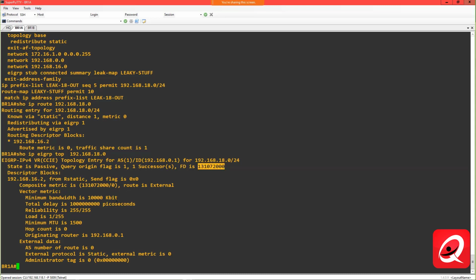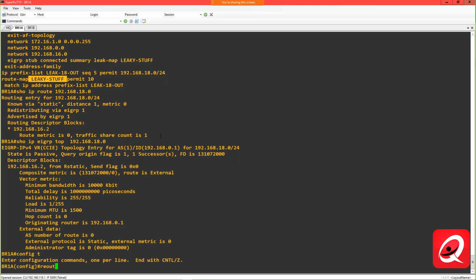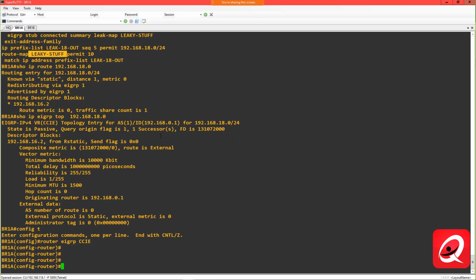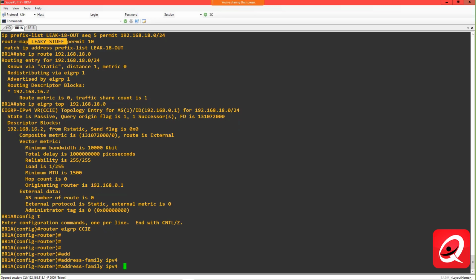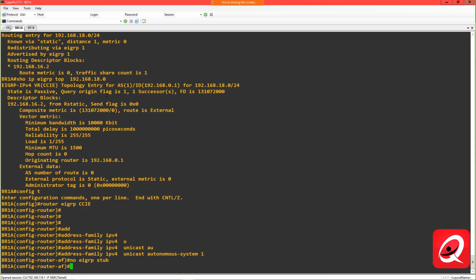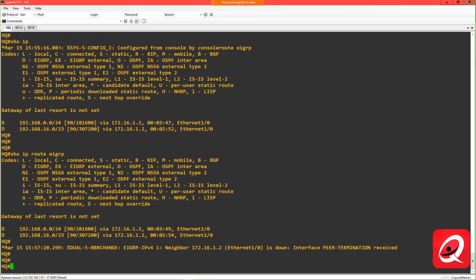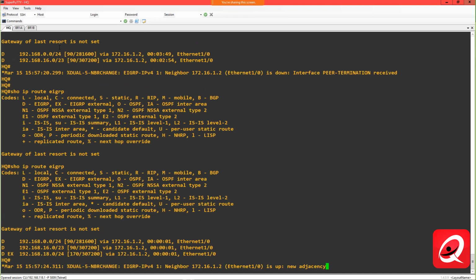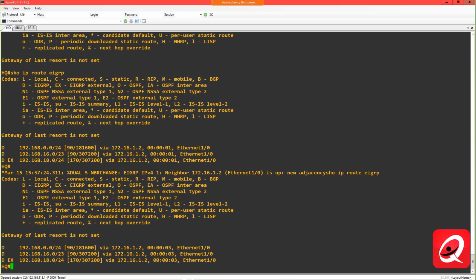So why isn't it being leaked out? Route map leaky stuff, permit 10. Let me do this. Let me go back to router EIGRP CCIE and address family IPv4 unicast autonomous system number 1, no EIGRP stub. I just want to make sure that the route's going to come into HQ. All right, so it is definitely coming into HQ.